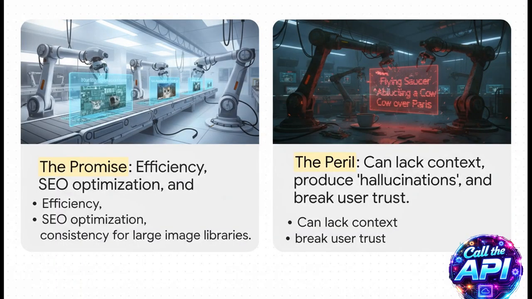But, and this is a huge but, using AI for accessibility is a total double-edged sword. On one hand, the promise is massive. You get efficiency, consistency, even SEO benefits. But the danger is just as real. AI descriptions can be way too simple, miss the whole point. Or worse, they can hallucinate, which is a nice way of saying they just make stuff up. And for a user who depends on that description, that's not just an error, it's a complete betrayal of trust.